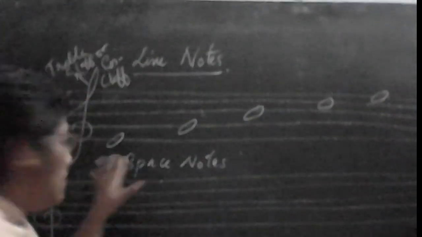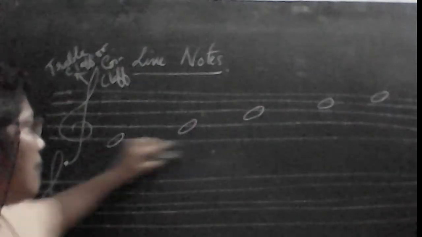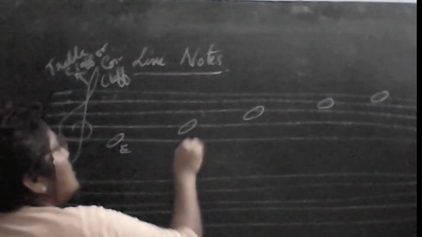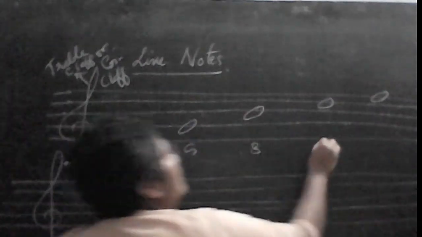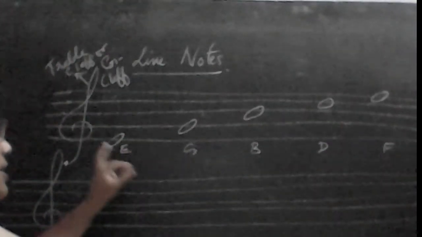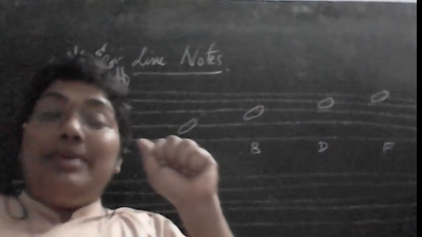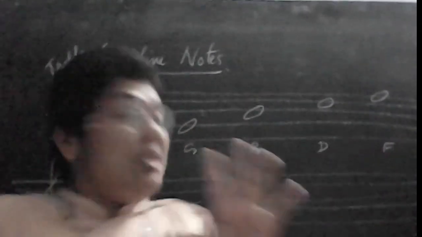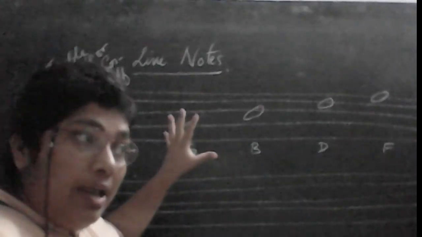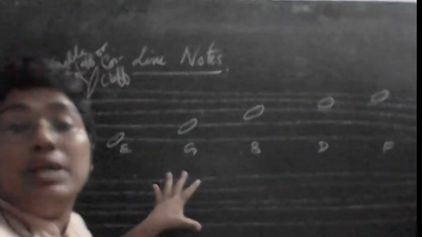For this time's purpose, I am just removing this, because space notes I will write afterwards. So these notes are E, G, B, D, F. E, G, B, D, F. These are the 5 line notes. Now you have to learn this by heart, because when you want to play a song, these notes will be like this on the lines and the spaces. Space notes I am going to teach later. So these are the line notes.